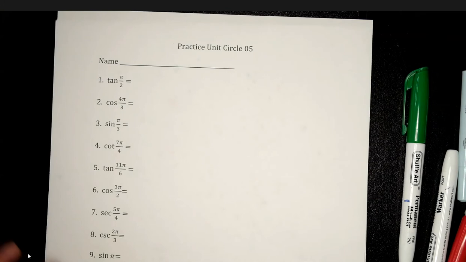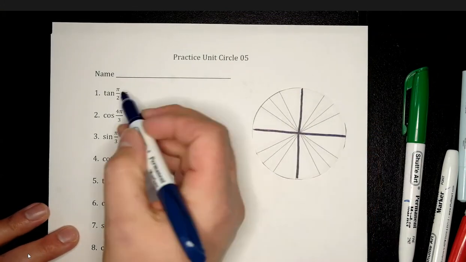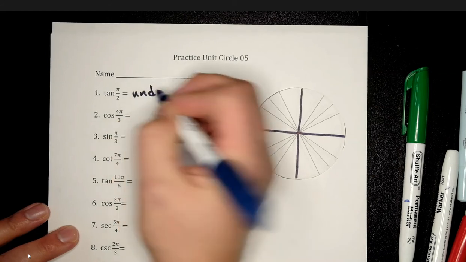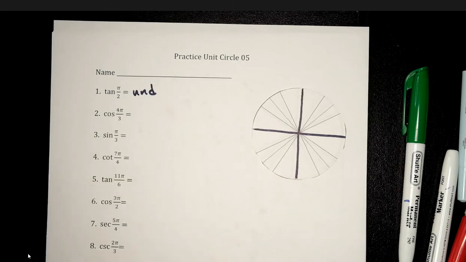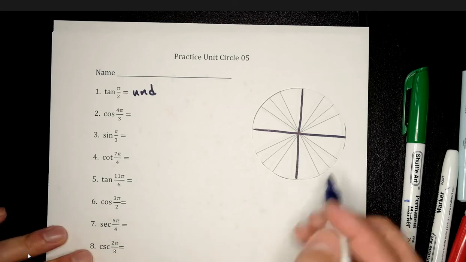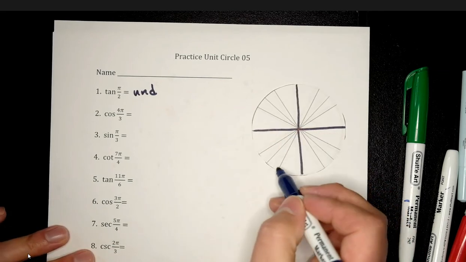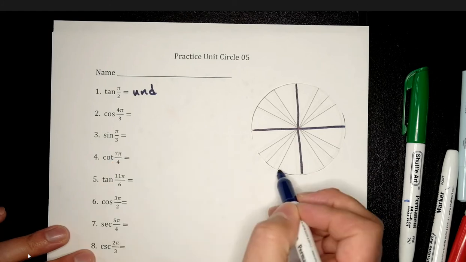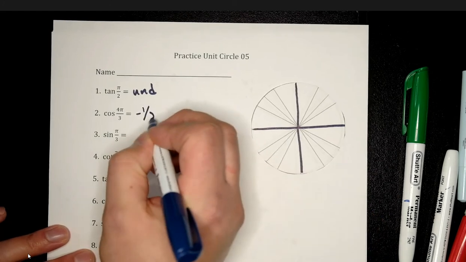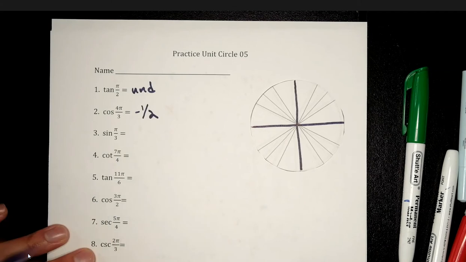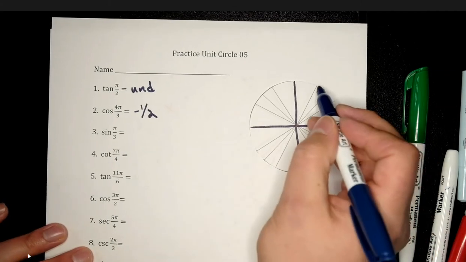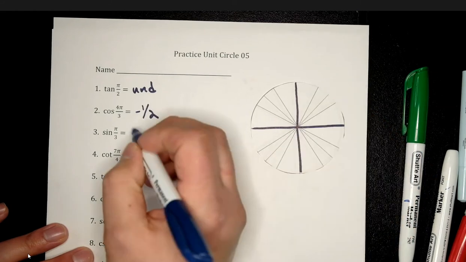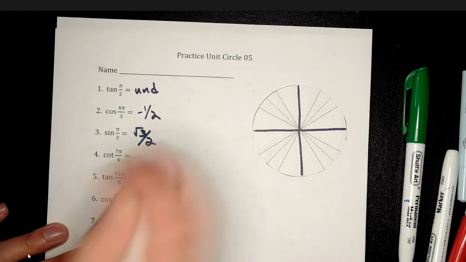So looking at this one, the first one is tangent of pi over 2. So the slope at pi over 2, which is undefined again. And then we've got the cosine of 4 pi over 3. 4 pi over 3 is just 1 pi over 3 past 3 pi over 3. So this is going to give me the cosine value of negative 1/2. The sine of pi over 3. Well, pi over 3 is right here. The sine is your y value. And so our y value here is going to be root 3 over 2.